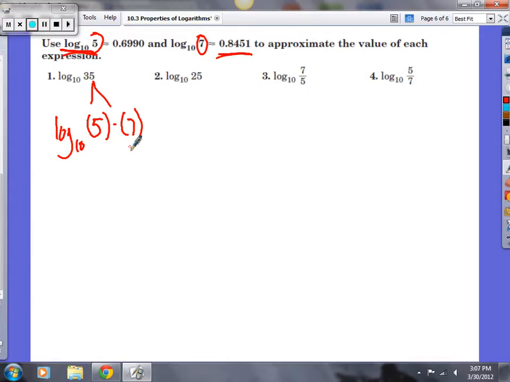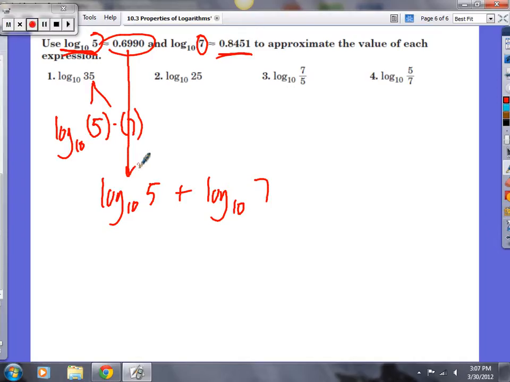Now I'm going to use my product property of logarithms, and I'm going to express this as log in base 10 of 5 plus log in base 10 of 7. Now I'm home free. I'm going to replace log in base 10 of 5 with that decimal, 0.6990, and log in base 10 of 7 I'm going to replace with 0.8451, and I'm just going to add those two decimals up. And that's your answer.